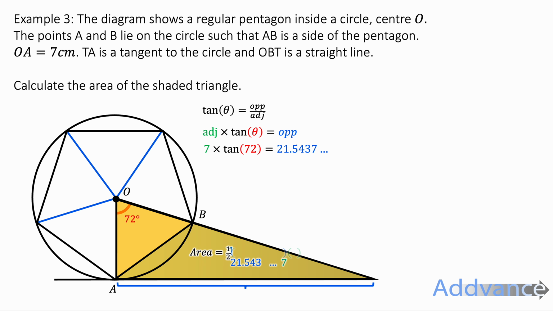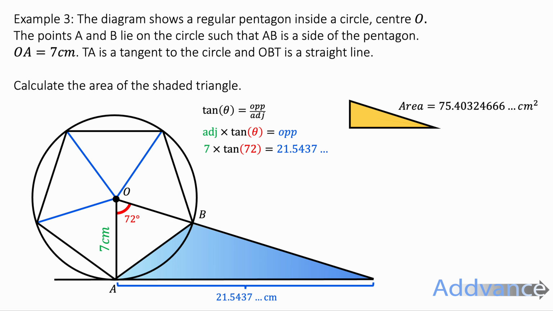So we substitute those numbers in, the base times the height divided by 2. And again, we type that into our calculator, we get 75.4 centimeters squared. The area of this yellow triangle is that 75.4 centimeters squared. Let's make a note of that there.